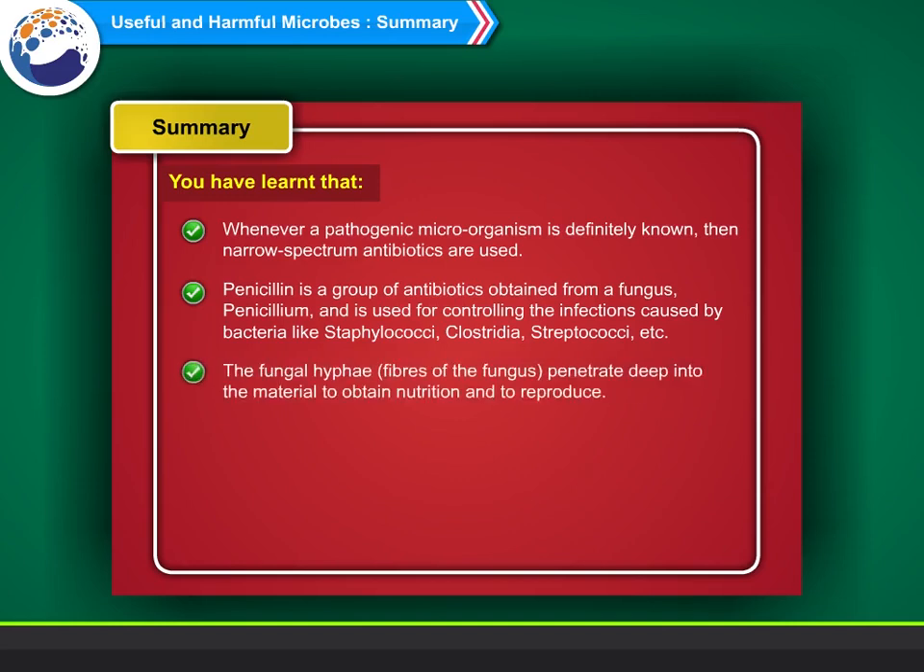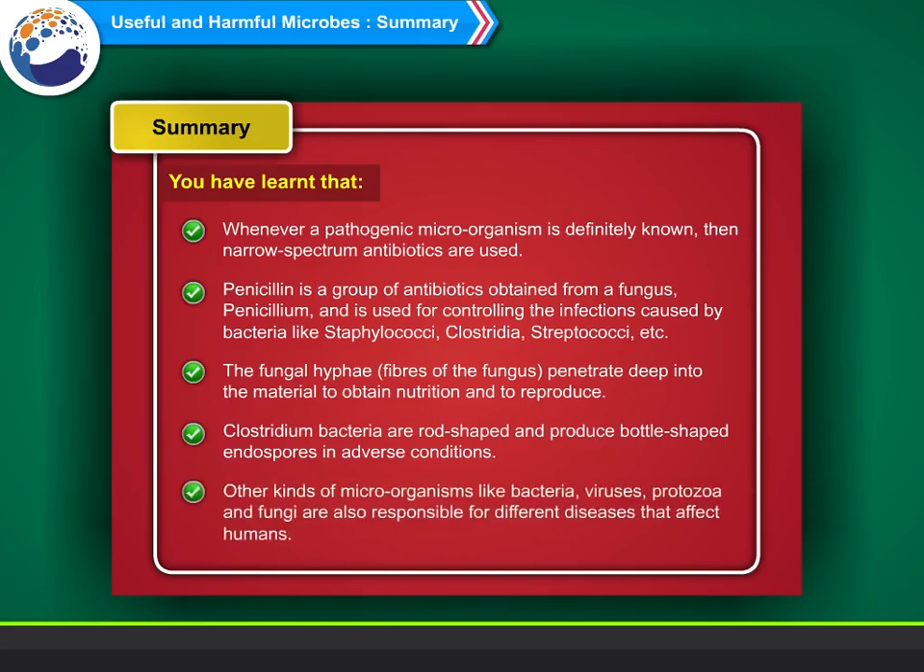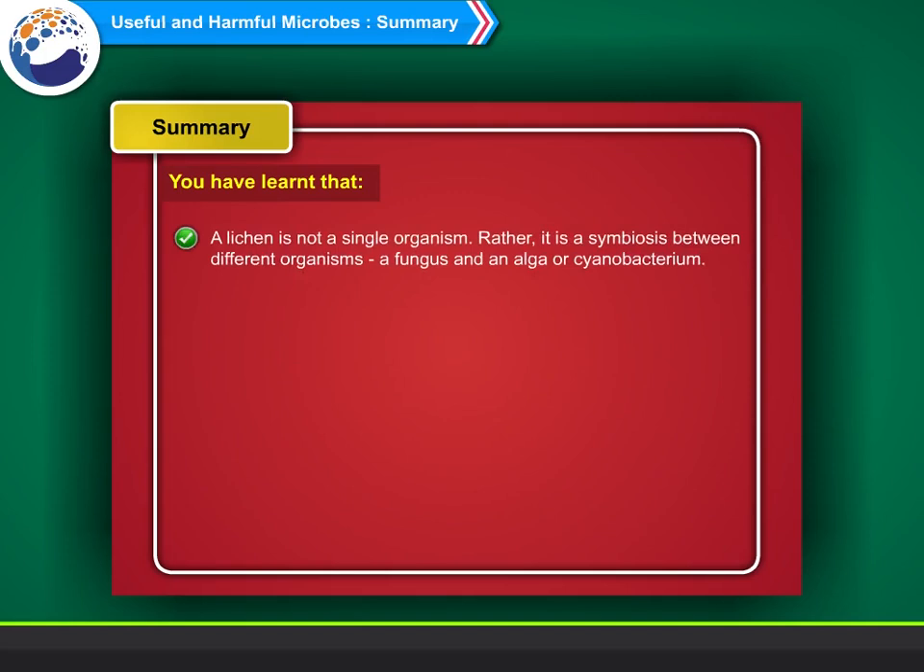The fungal hyphae, fibrous, of the fungus penetrate deep into the material to obtain nutrition and to reproduce. Clostridium bacteria are rod-shaped and produce bottle-shaped endospores in adverse conditions. Other kinds of microorganisms like bacteria, viruses, protozoa and fungi are also responsible for different diseases that affect humans. A lichen is not a single organism. Rather, it is a symbiosis between different organisms, a fungus and an alga or cyanobacterium.